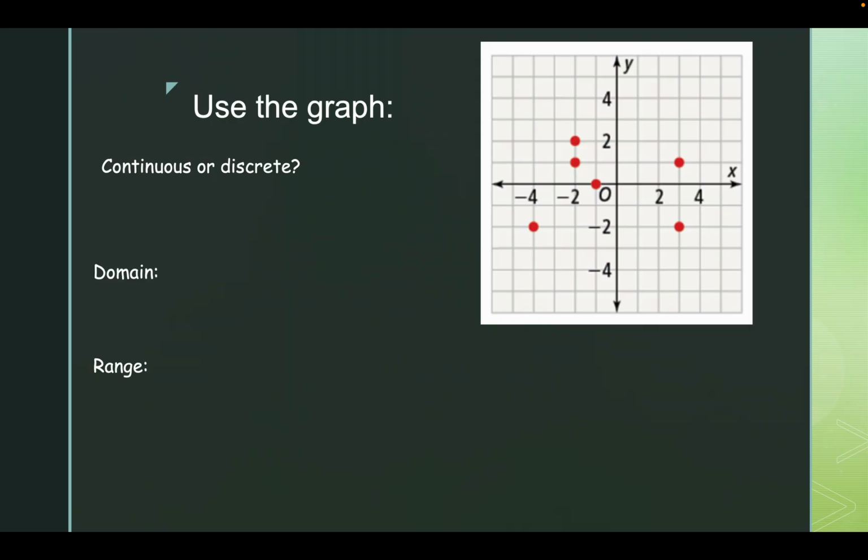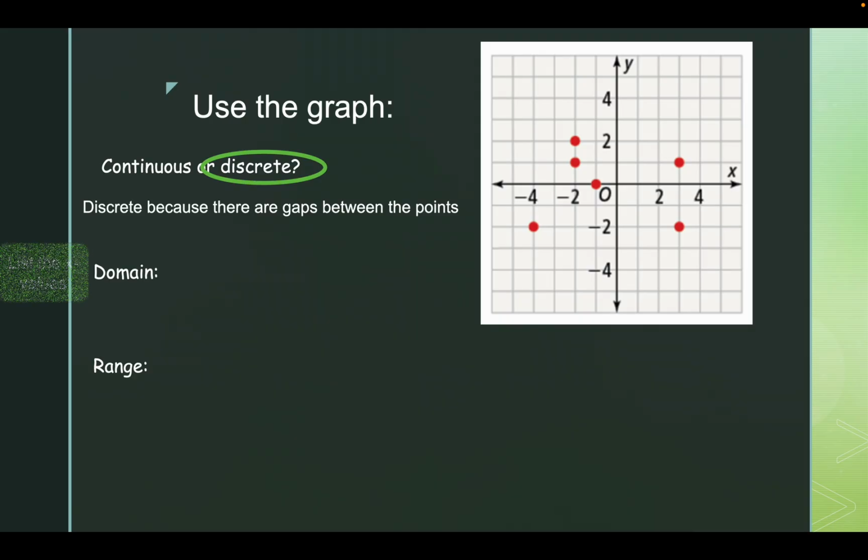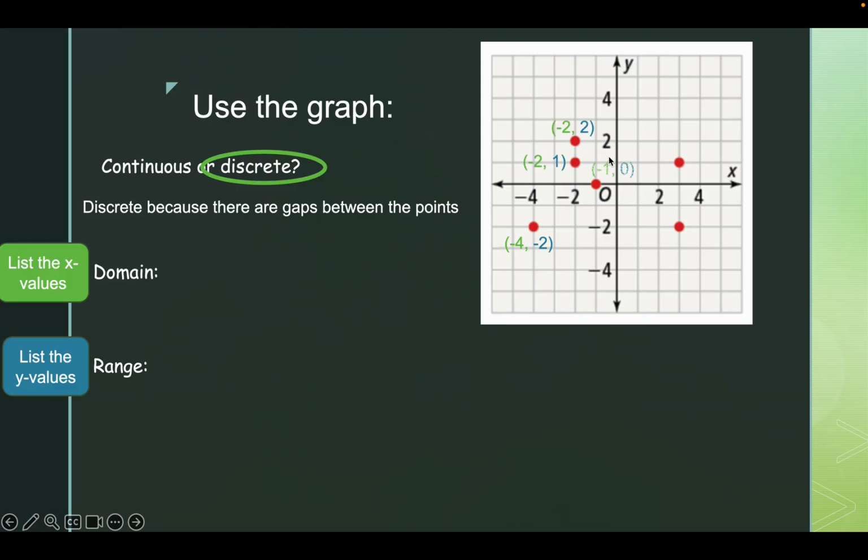Use the graph. Is this continuous or discrete? Remember, there are gaps. These points are not connected. Therefore, this is a discrete graph. To list the domain, we need to list the x values. To list the range, we are going to list the y values. So if we start here at 0, 0, and we identify every point, this point here, we would go -4, -2. So this point, the x value is -4, the y value is -2. I'm going to list all of them so we can see what the coordinates are at each one.